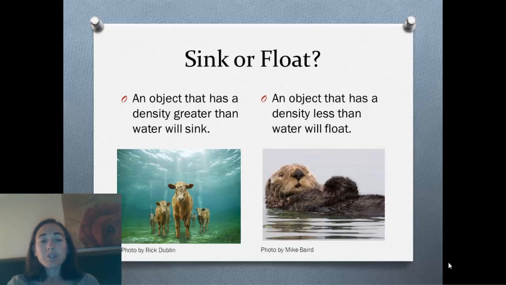So this is a picture actually of some cows at the bottom of a pool of water. Cows' density must be greater than 1 because they have sunk. On the other hand, the otter on the right side will float, so his density must be less than that of water. This is true for all substances. If the density of an object is greater than the substance that it's put in, then it will sink. If the density of the object is less than the substance it's put in, then it will float. And that's how you make the prediction.